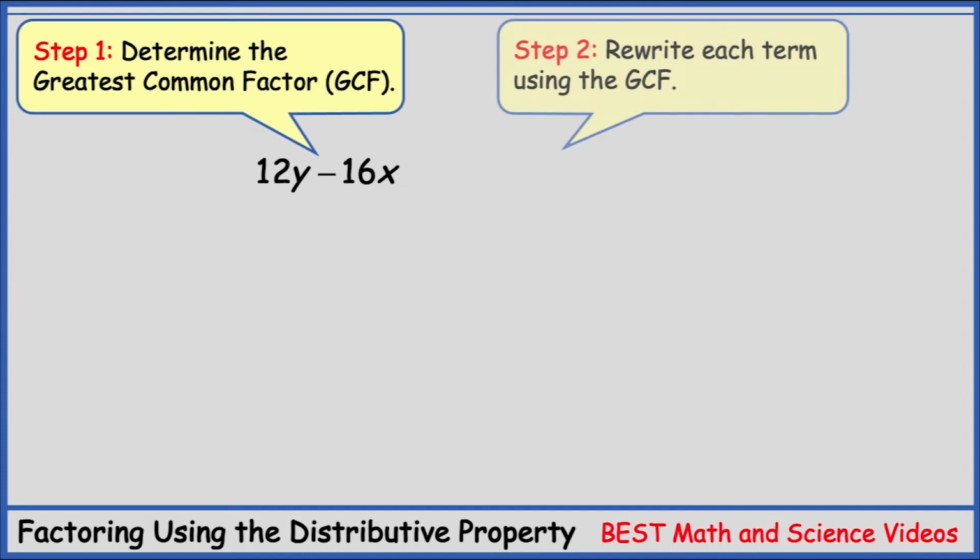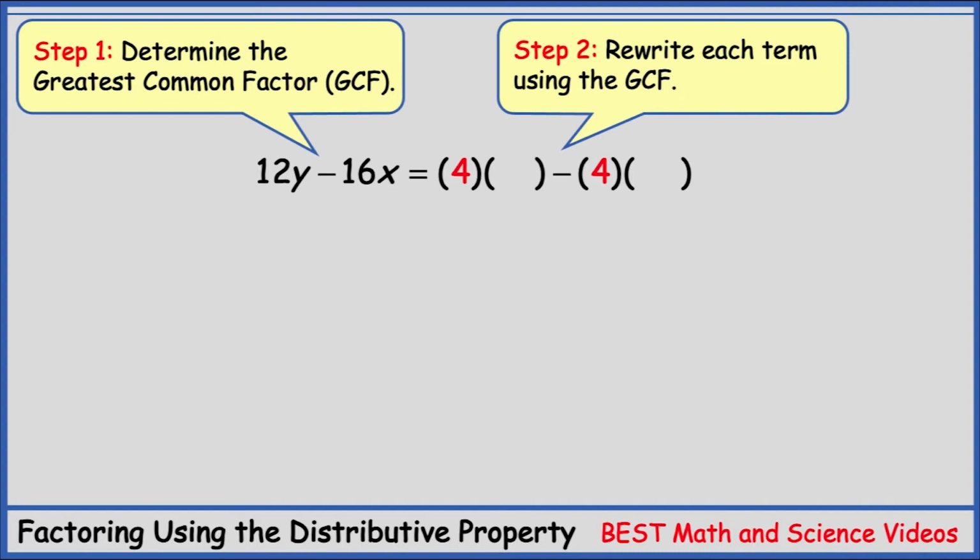So, step 2 is to rewrite each term using the greatest common factor. I want to pause here for a second and look at what we're doing. Since the original expression has 2 terms, I want to rewrite the expression with 2 terms. And notice how I've set up the expression. Each term has the greatest common factor, 4, times something else. Since the original expression has a negative sign, the rewritten expression should also have a negative sign.